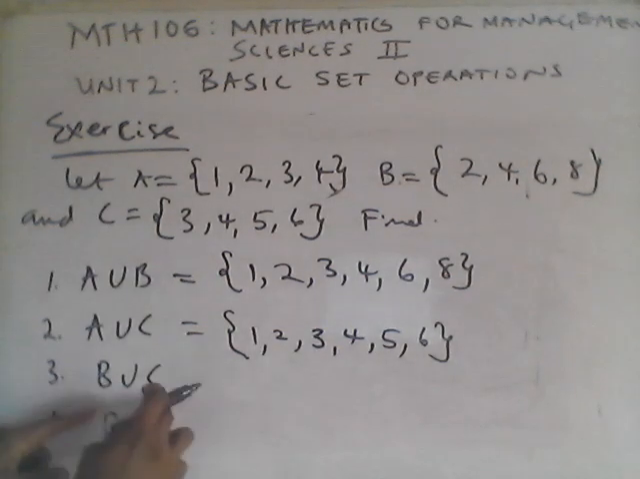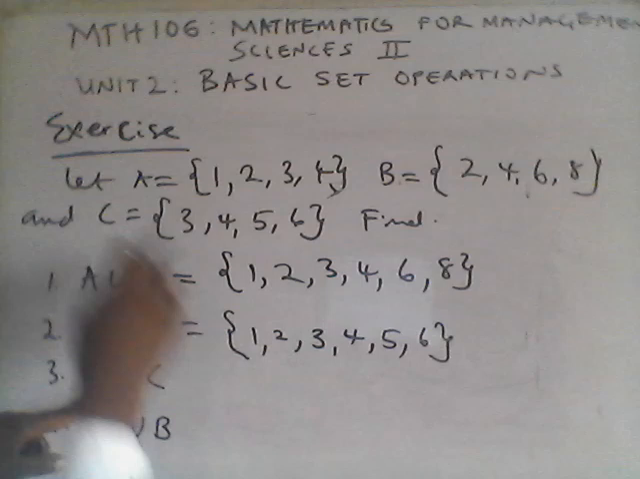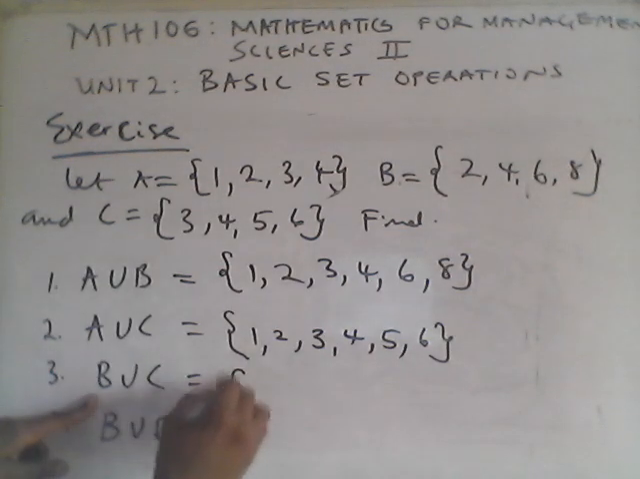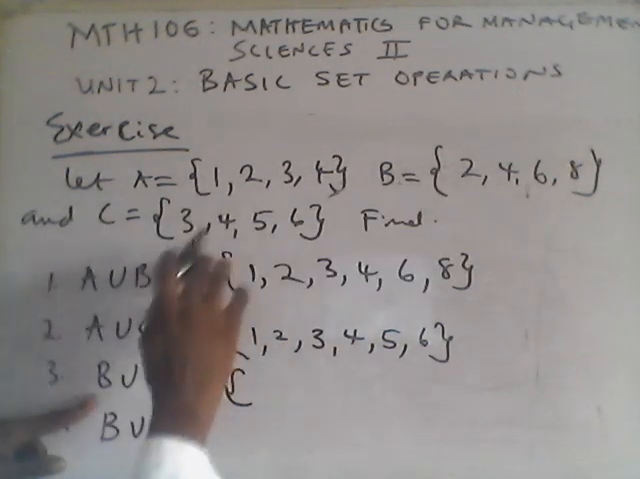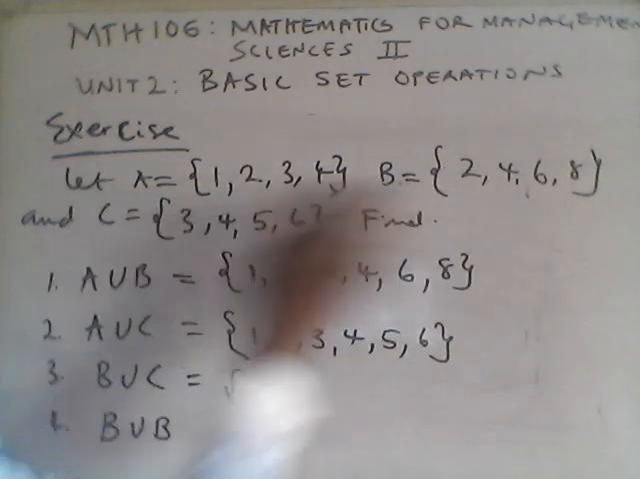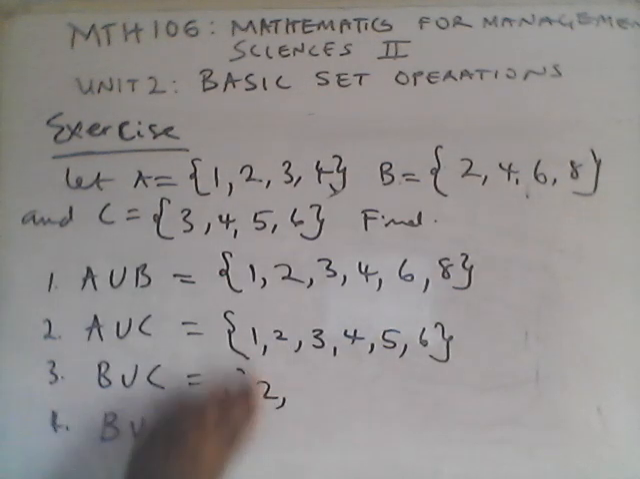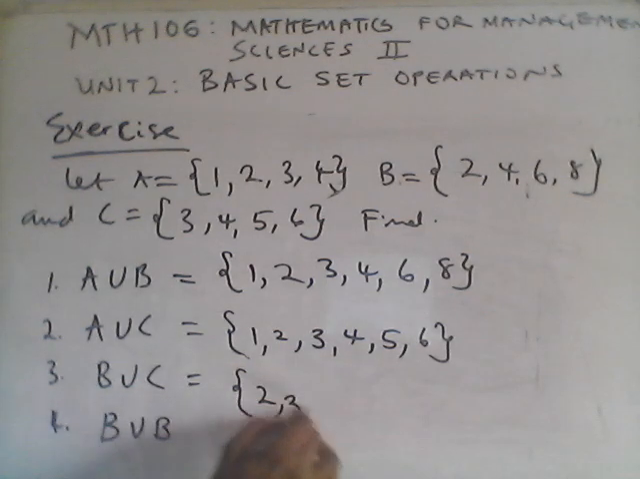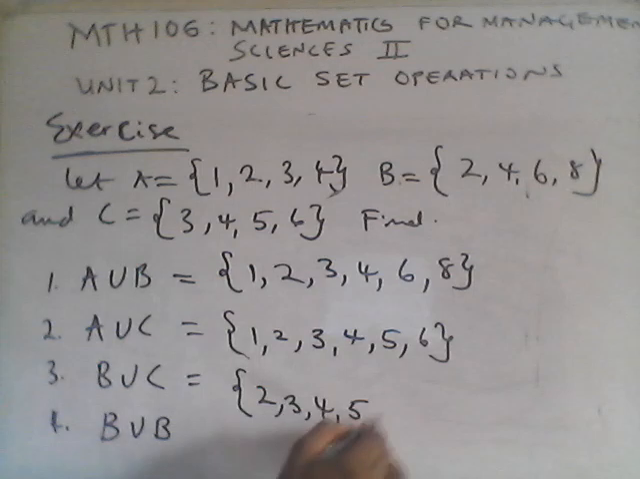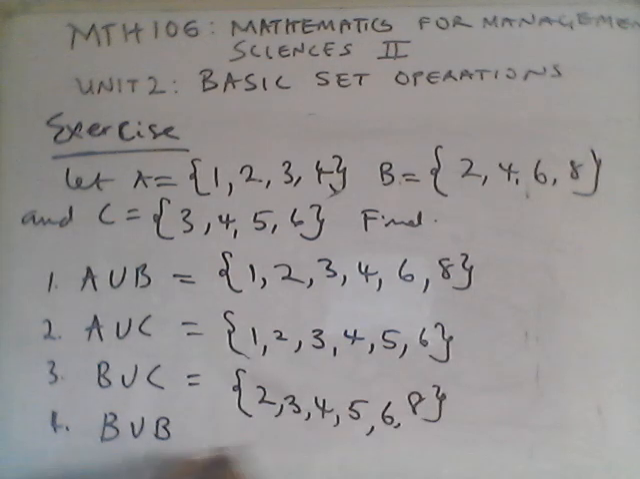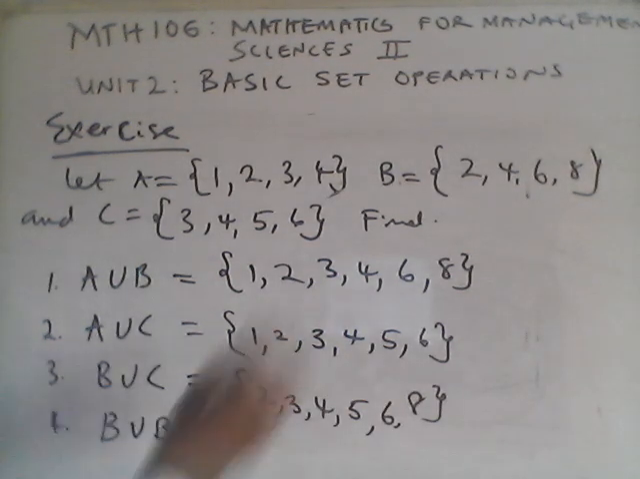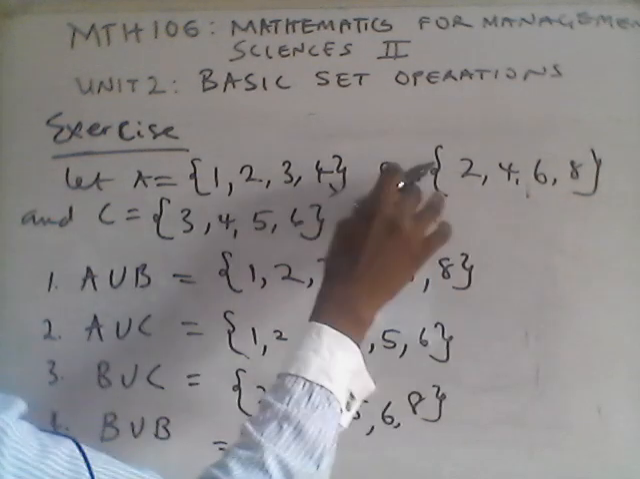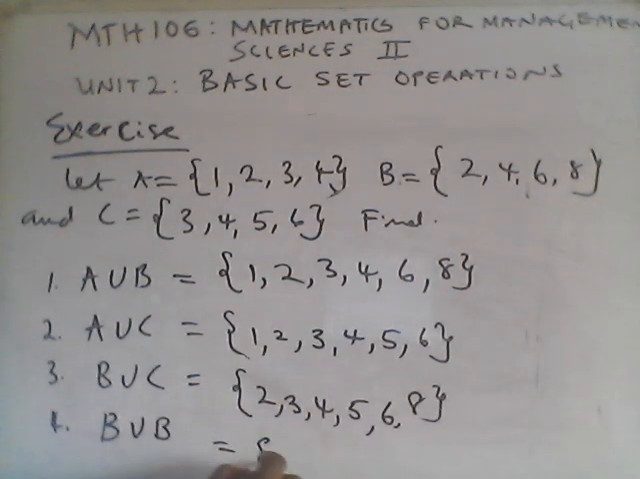Then I have B union C. B union C again, I take what is common without repeating. So 2, 2, no 2 here, I take 1, 2. Please let's write our brackets well. Then there's 3, there's 4, there's 5, there's 6, and there's 8. And finally, B union B. It's B union B again, so it's just repeating the B. Just repeat what's inside the B: 2, 4, 6, and 8.